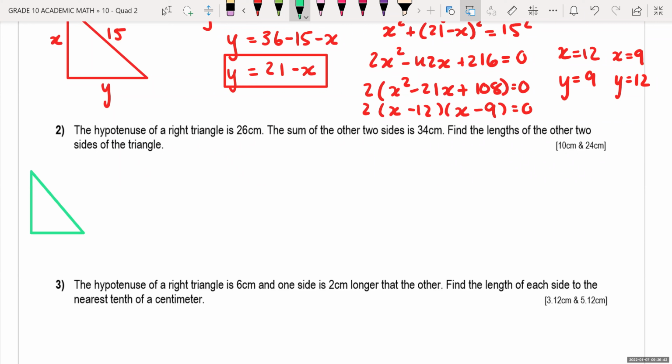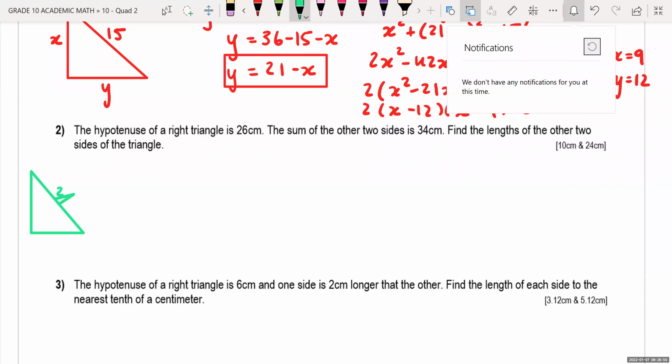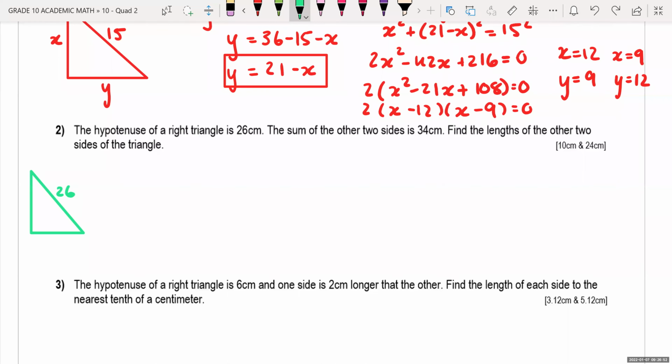All right, so here I have a triangle, and here I'm going to be writing 26. Okay, so I have 26 centimeters as my hypotenuse. The sum of the other two sides is 34, but we don't know what those sides are. So just like before, I'm going to call one of them X and I'm going to call the other one Y.